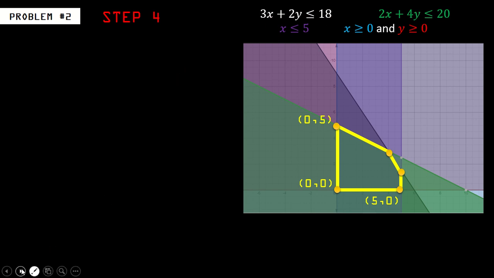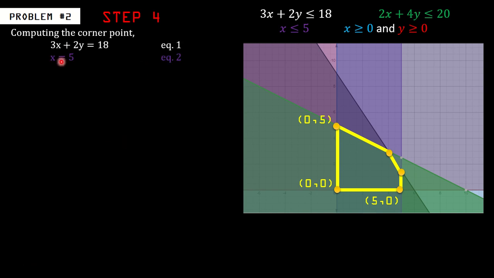So the first equation here is 3x plus 2y is equal to 18. And for equation 2, x is equal to 5. Again, this point intersects the two inequalities 3x plus 2y less than or equal to 18 and x is less than or equal to 5. So we have equation 1 and equation 2. Let's substitute the value of x from equation 2 into equation 1.